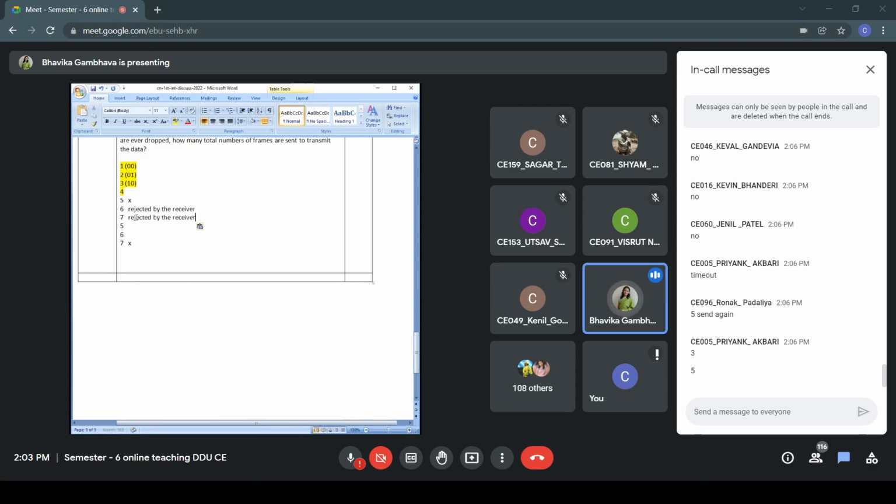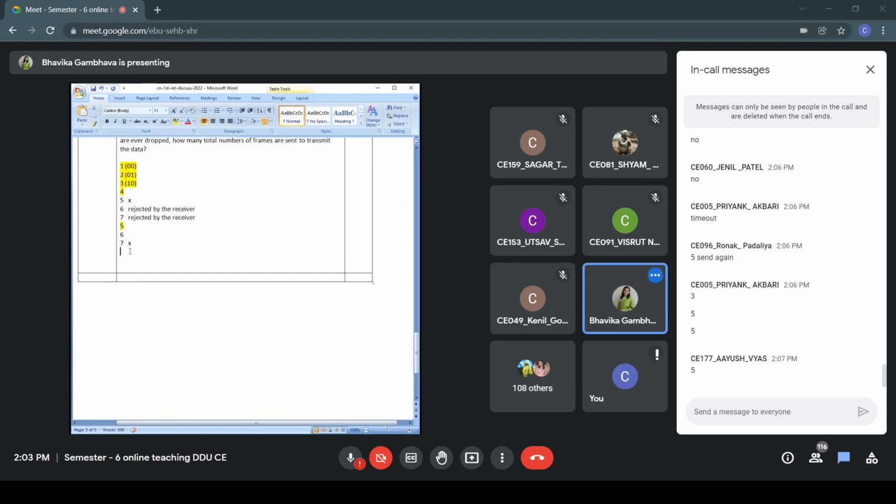Receiver was waiting for 5. When 5 is received there, it will be happy and it will accept it. And at the transmitter, we will get acknowledgement of which frame? Frame number 5. We'll get an acknowledgement of frame number 5. So I'll be sending frame number 8 because 3 frames should be outstanding for optimum performance.